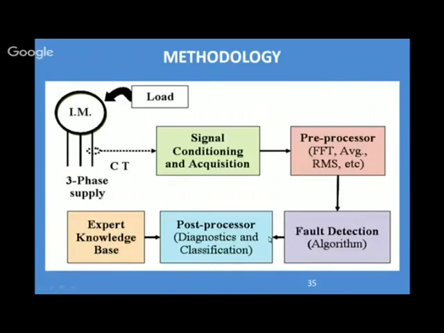Then we will have a post processor which will classify the fault, and the severity of the fault can be detected here. This is backed by the expert knowledge base from the theory as well as the signal from the healthy motor. So along with this expert knowledge, the signal and the algorithm, we can have the final decision on what type of fault is there in the motor and what the severity of the fault is.